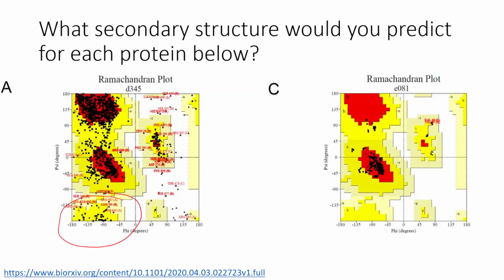Like around here? Is that what you mean? Sorry, 0 on the y-axis, and from -120 to like -170. Oh, like around here. Yeah. Okay. So the bottom of that will be beta sheets, but the above part shouldn't be there.